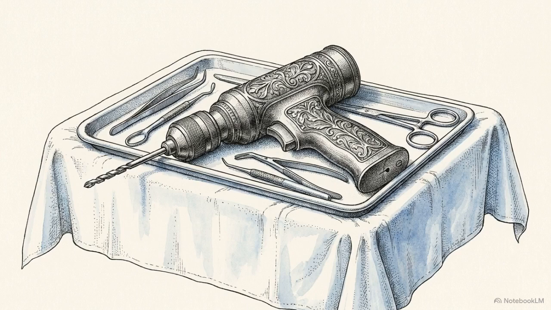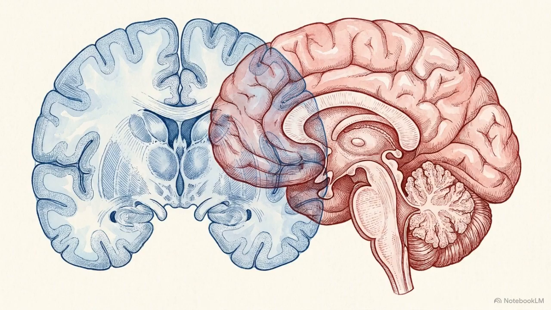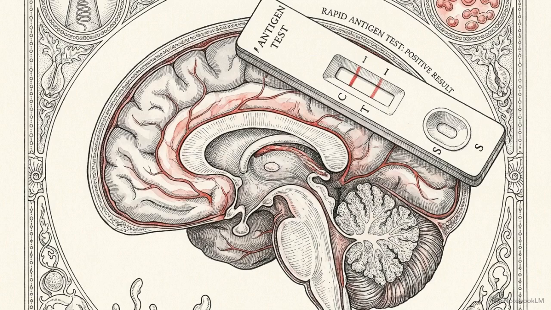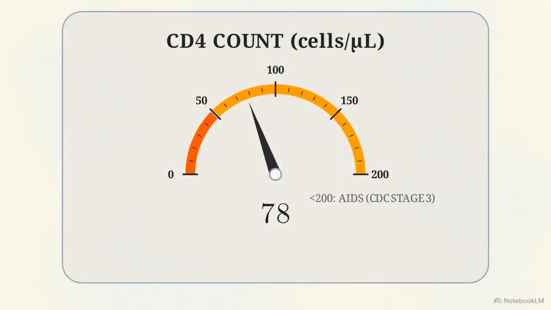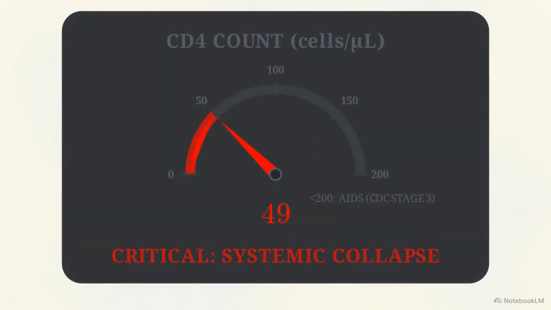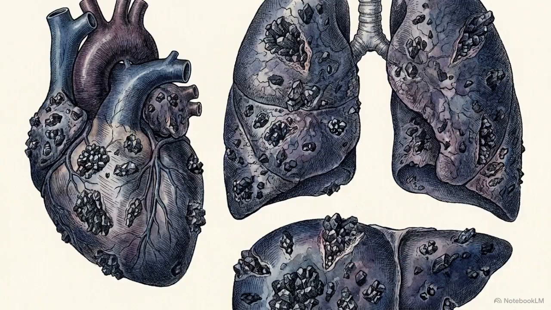of this empiric therapy. At 100 CD4 cells per microliter, overlapping brain infections share similar clinical profiles. Physicians must rely on precise antigen markers and neuroimaging patterns because diagnostic ambiguity at this stage is usually lethal. When the CD4 count falls below 50, the immune system is effectively offline. The patient's end organs are left entirely exposed to pathogens that rarely affect a functioning host.